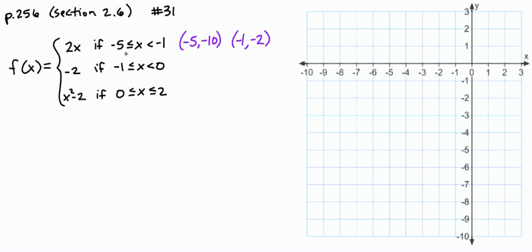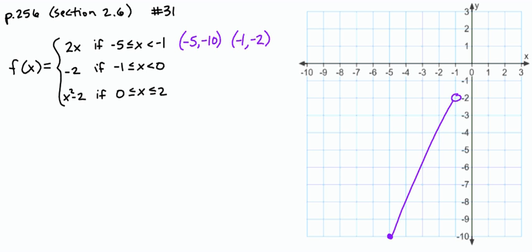And if you see a less than or equal to sign, you're going to make a solid circle. And if you see a less than sign, you're going to make an open circle. Solid circle includes the end point, open circle does not. So solid circle at negative 5, negative 10. Open circle at negative 1, negative 2. Line segment in between. And that's the first piece.